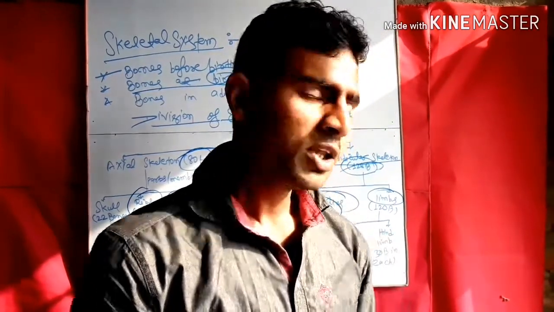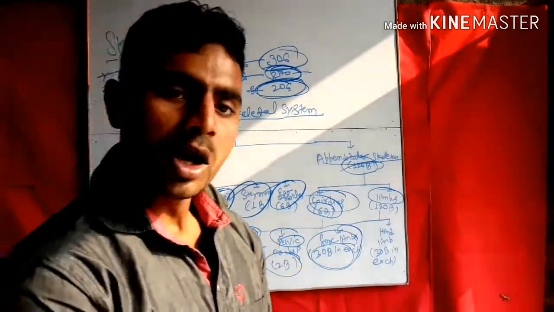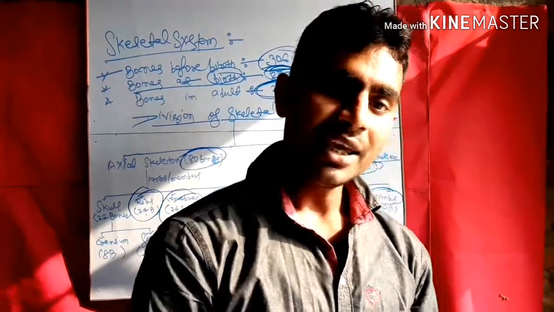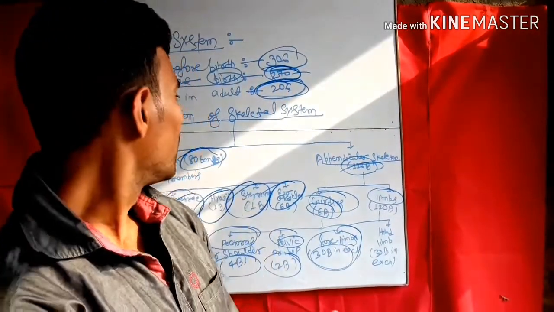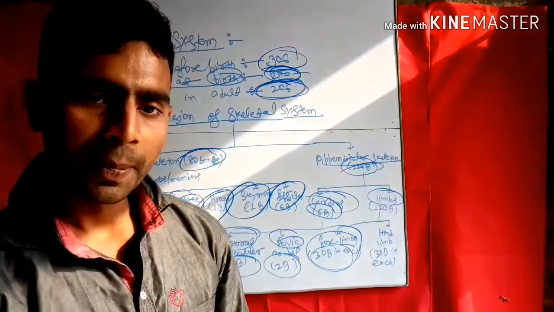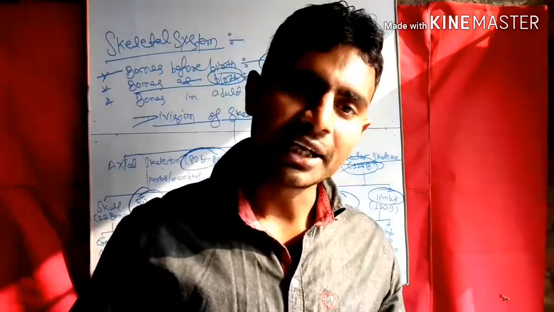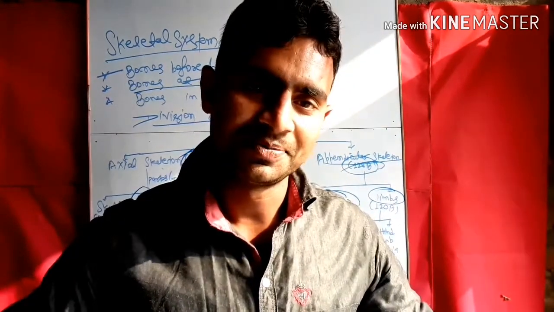Okay, so this is the complete number of bones, the division of the skeletal system. Finally, you understand that this is the number of bones present in the human body.